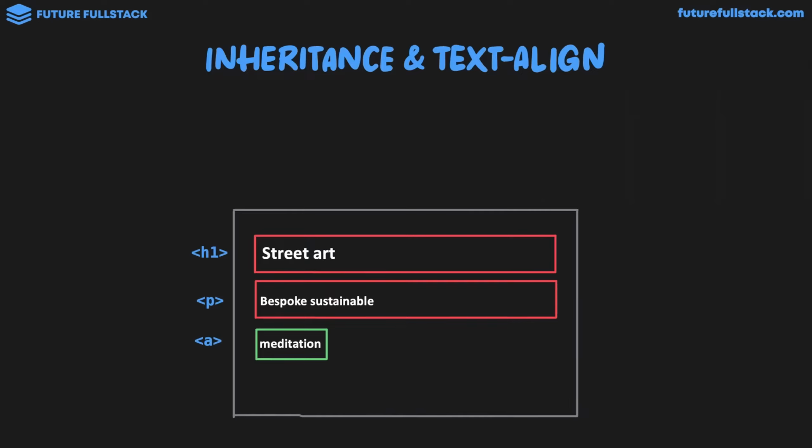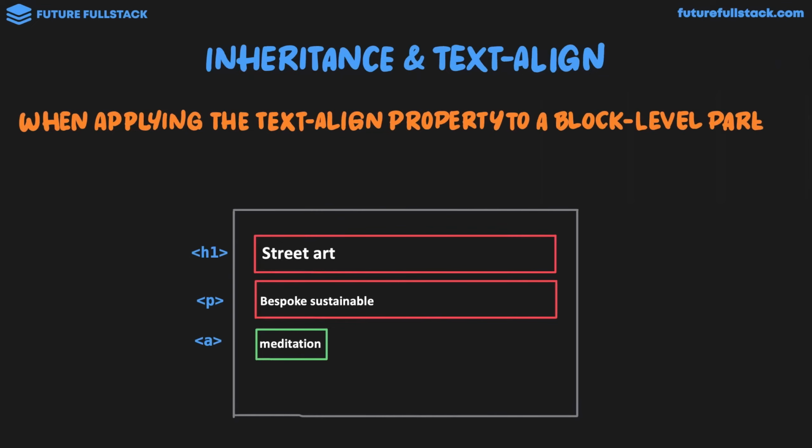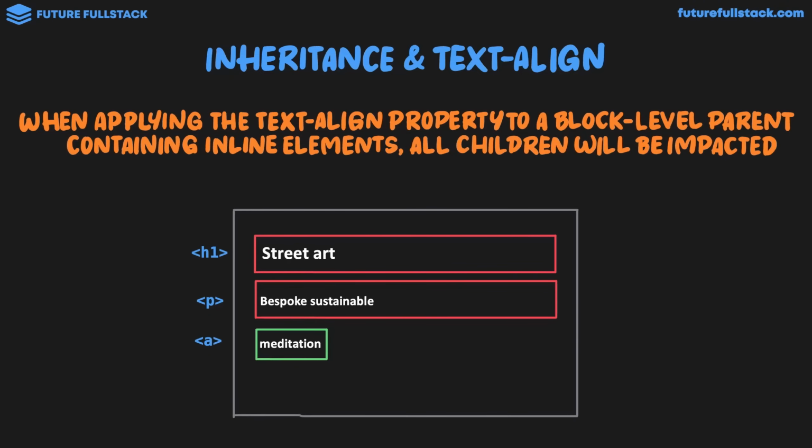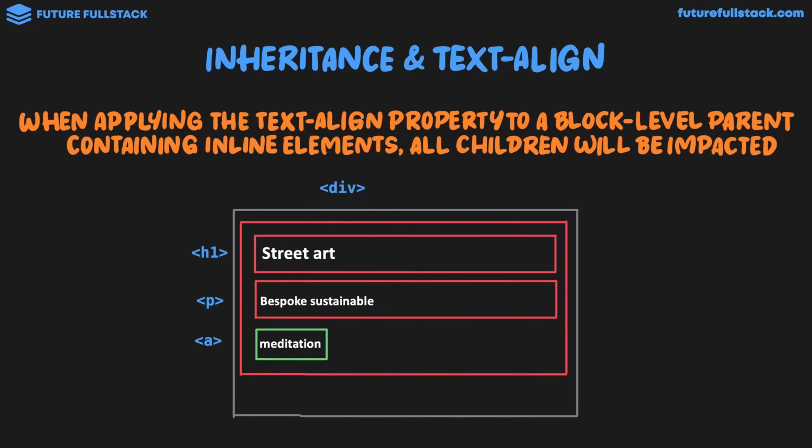So we've just seen that when applying the text align property to a block level parent containing inline elements, all children will be impacted. In the example we just looked at, we had a block level parent, which is a div. And as a quick reminder, a div is a block-level element. And we applied text align center to this, which ended up centering the block elements and the inline elements. So there's actually two things going on here.